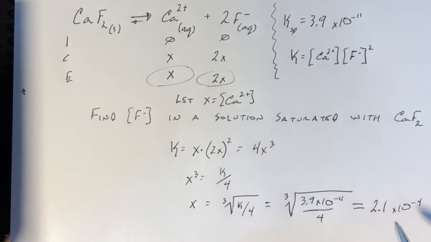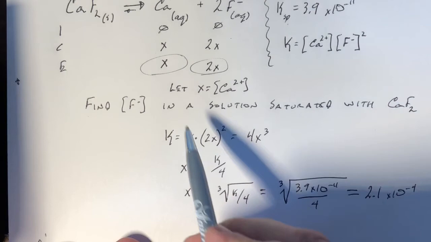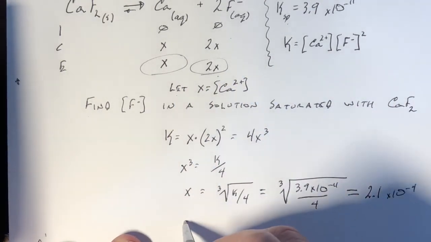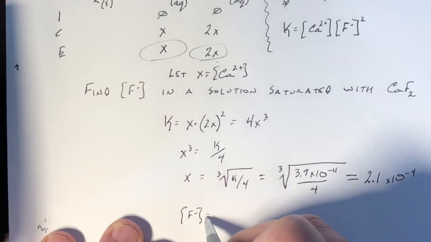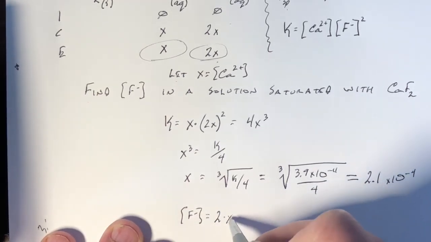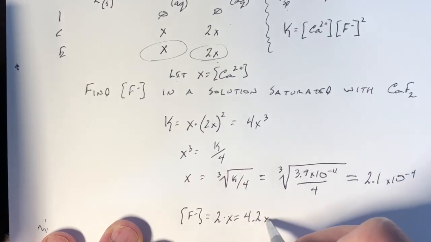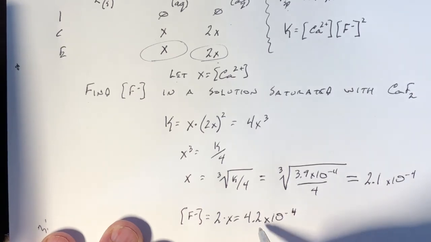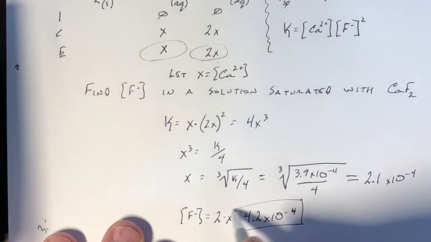Remember, what we did here is we solved for X from that equation. My X was the concentration of calcium, and my fluoride is twice that. So if my fluoride is what I care about, I need to be careful and say that's 2 times X, which is going to be 4.2 times 10 to the minus 4. Actually, I think it'd be 4.3 because this was 2.14, so I rounded down a little bit, close enough.